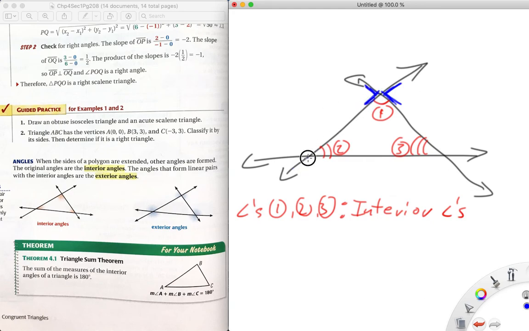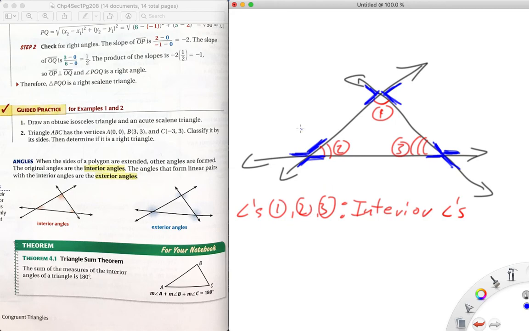Angle 2 can form a linear pair over here. It can also form a linear pair over here. Angle 3 can form a linear pair over here. It can also form a linear pair over here. So there's two linear pairs per side, per angle, per interior angle.